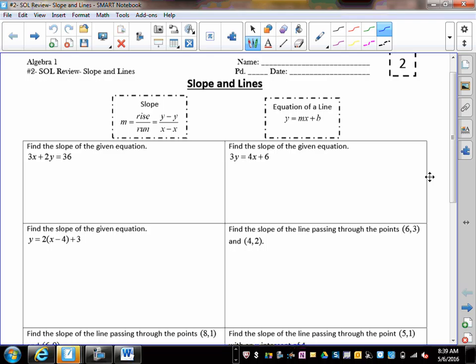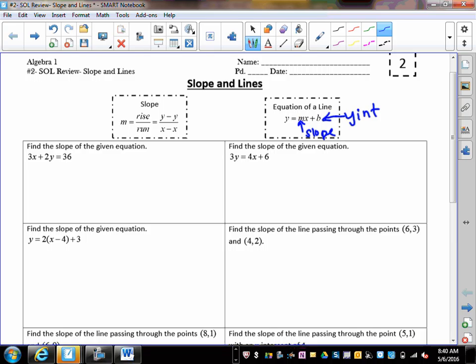Which aspect of this is the slope? Which variable represents your slope? M. Very good, Adrian. And which one represents your y-intercept? B. Good, B. The way I always like to remember this is the little skiing on the slopes at the end. Yeah, that's a good one.